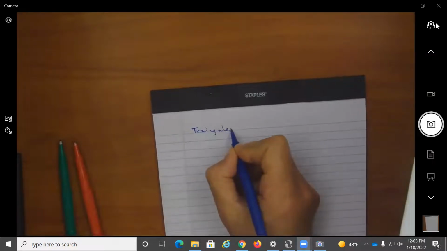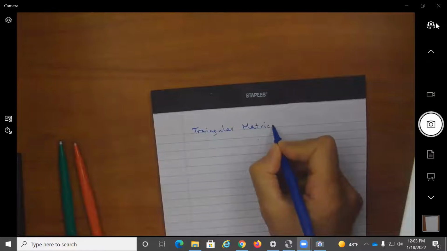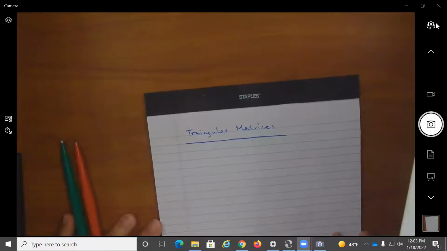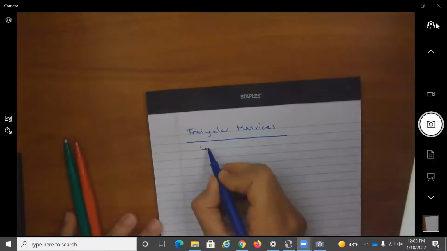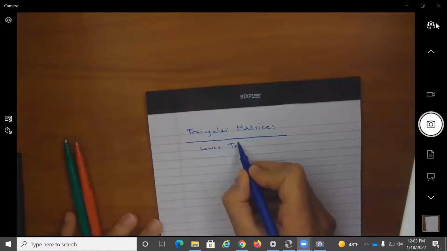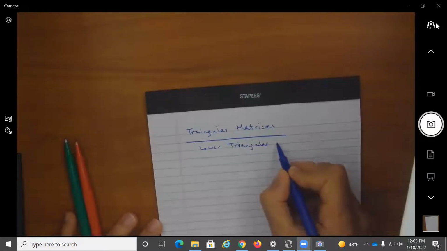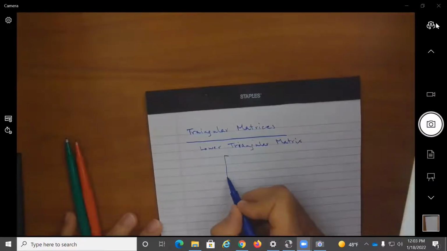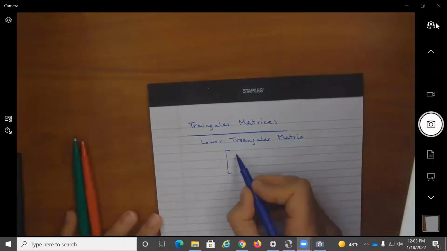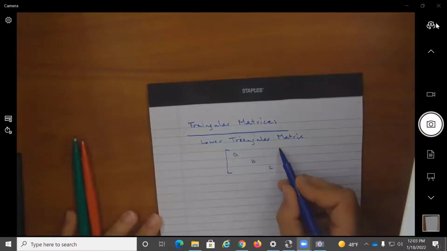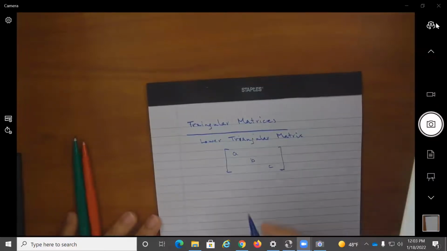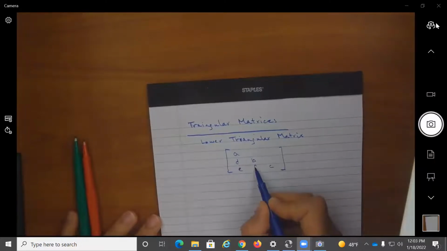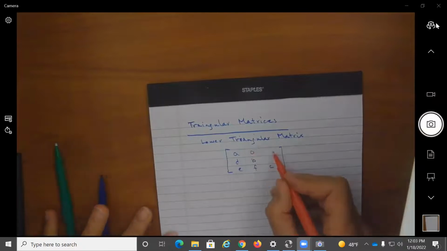Triangular matrices. We can have a lower triangular matrix, where we have a diagonal and we have non-zero elements below the diagonal. So I can have like D, E, F. But above the diagonal, I have zero elements.